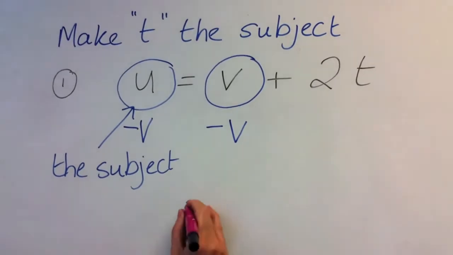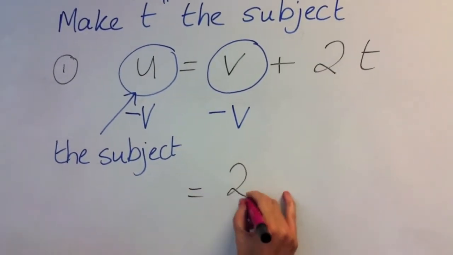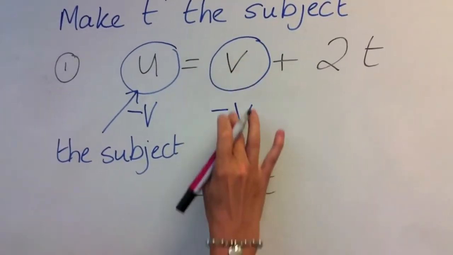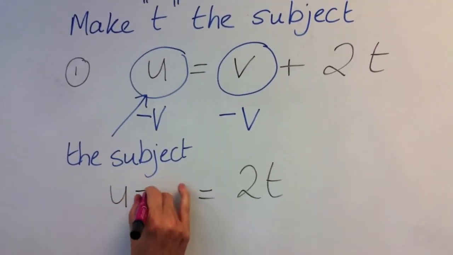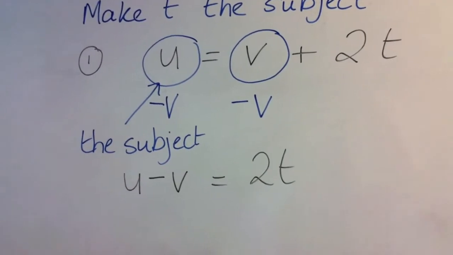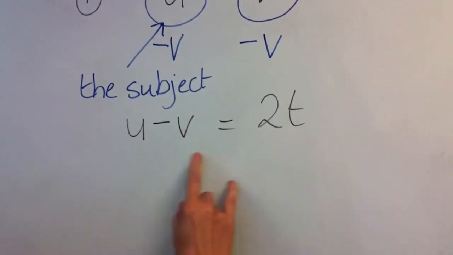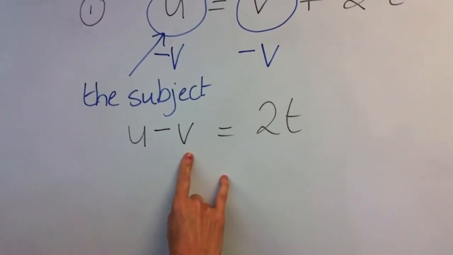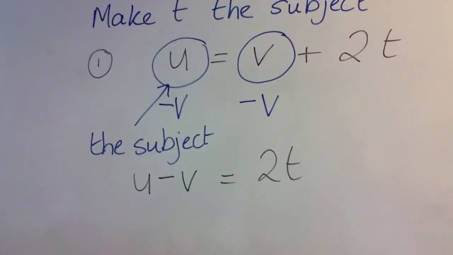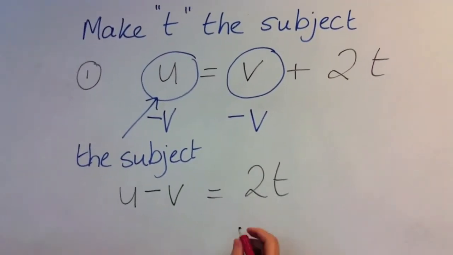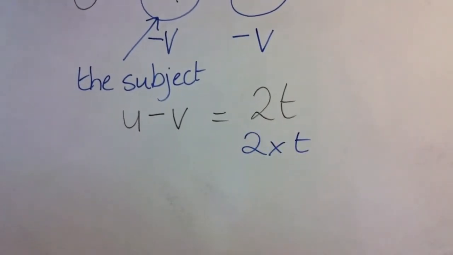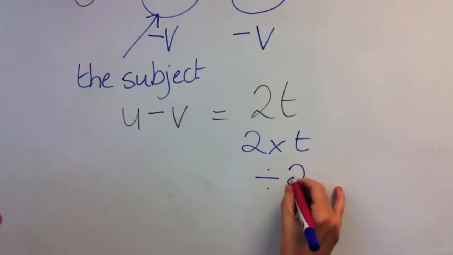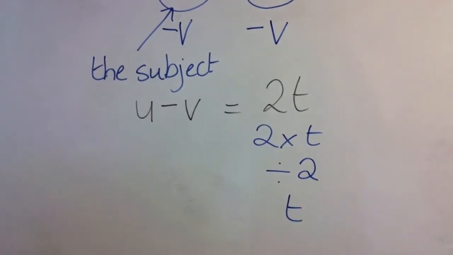Okay. And what happens is, this one comes down to become 2t. We've got nothing here because that's become 0. But we've got u take away v. Right. Alright? Now we know that 2t equals u take away v, but we've got to make just t the subject. So what we have here actually is 2 times t. So in order to get 1t, we're going to divide it by 2. And that will give us t on this side.